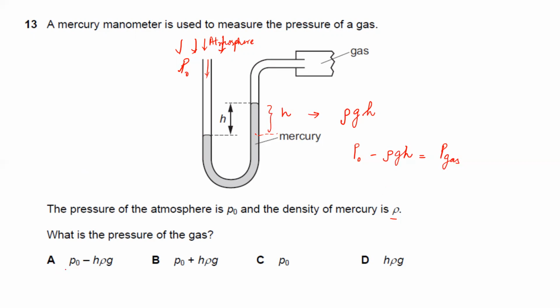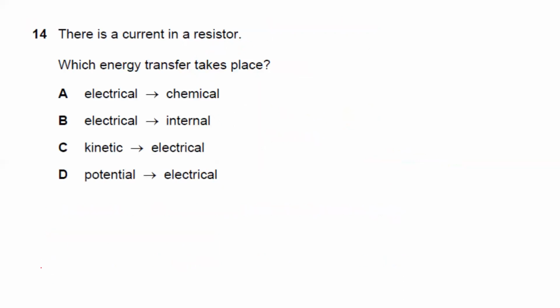So part A, P naught minus rho H rho G. Yes, it looks fine. No plus, no P naught, no. So answer A will be the best option for that. So next question, question number 14.